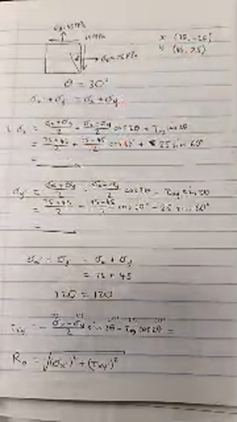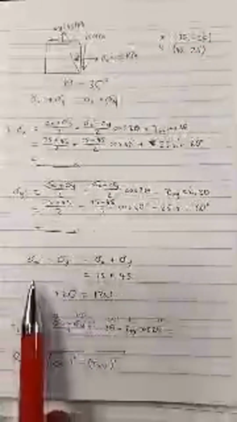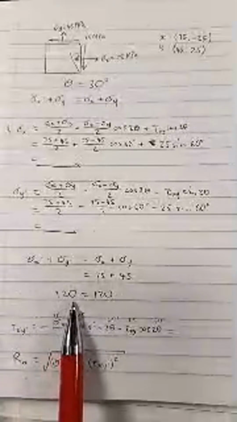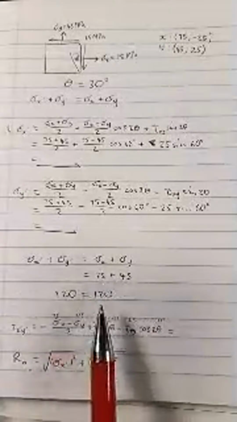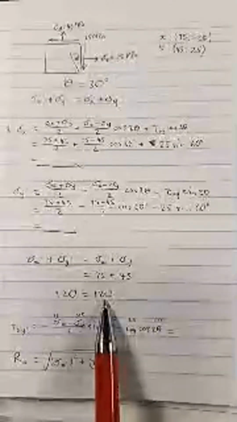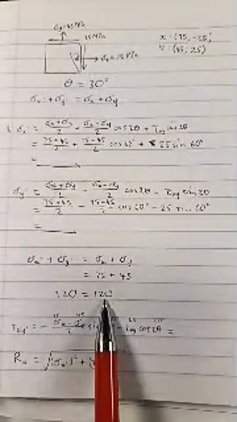And then we got those answers, two different answers. We said that when we add them up, they should give us 120, because these two, when we add them up, they are giving us 120. Then the second question said that we should calculate the resultant stress.